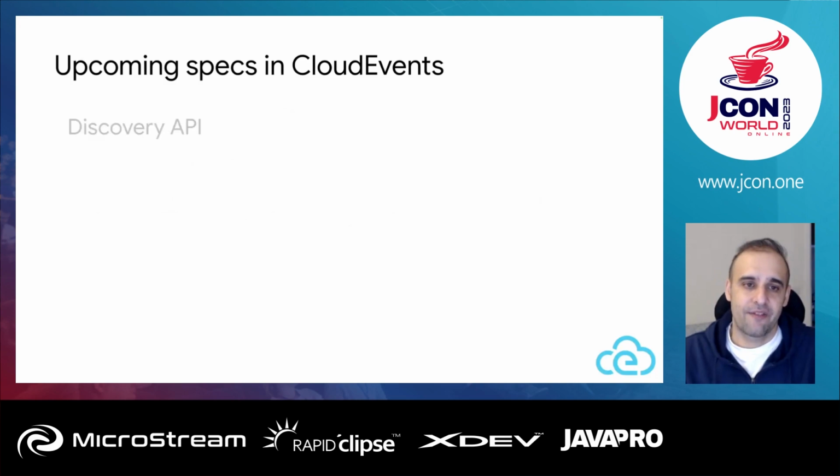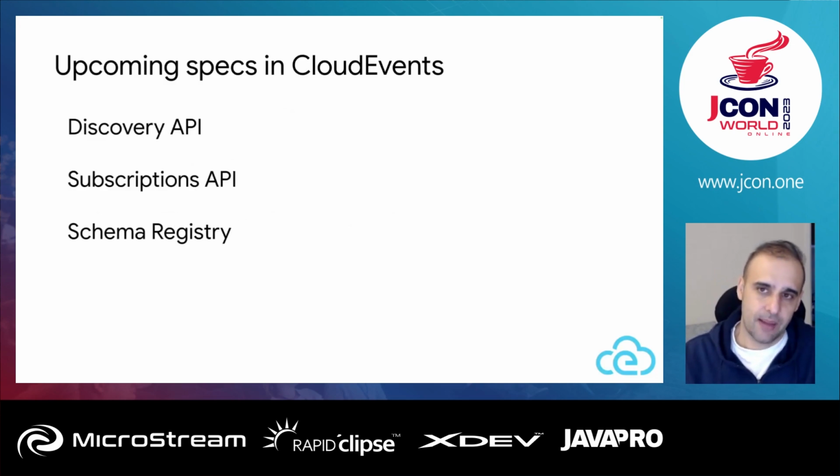All right, and then finally, there are 3 specs coming up in CloudEvents: Discovery API, Subscription API, and Schema Registry. These are all about the life cycle of events. So how do you discover events? How do you subscribe to different events? And how do you see the schema of these events? So we'll see how CloudEvents evolve beyond just event formats.